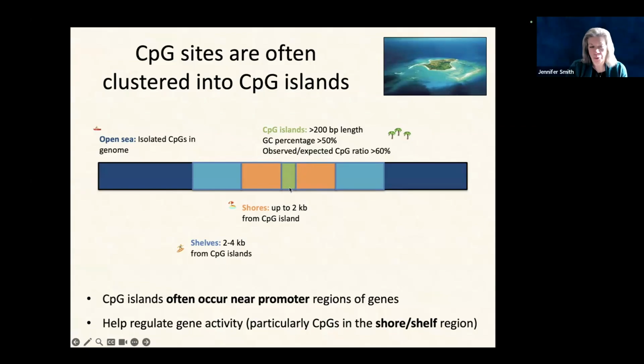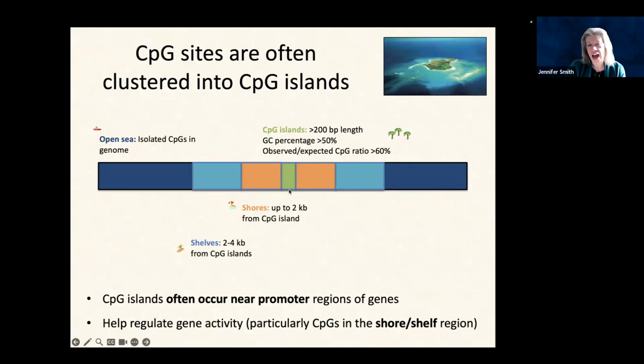Those are important because the regions that are just outside these islands are called shores and shelves. And on the shores and shelves, there are still CpG sites there. They're right around the boundaries of these CpG islands, about a couple kb upstream and downstream from these islands. Those are really important, we found, because they're really activated a lot or different across different tissue types. So they're really important for tissue specialization.